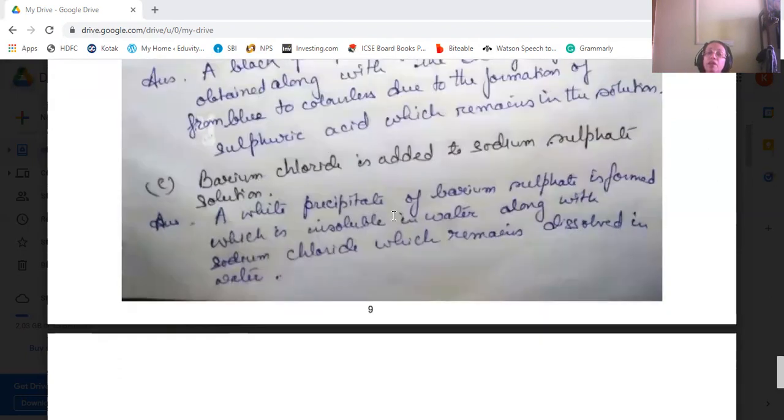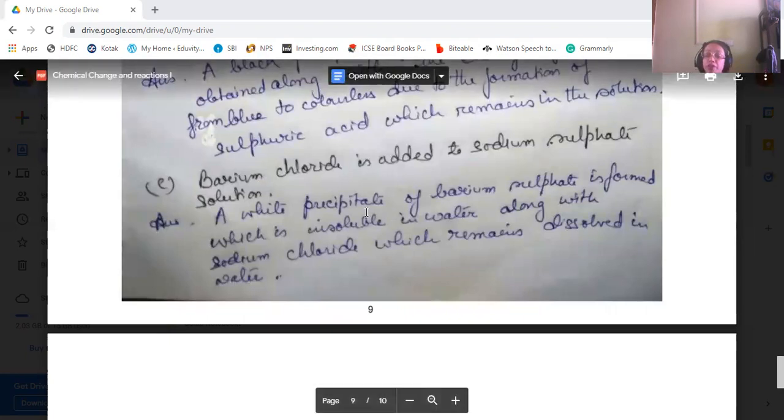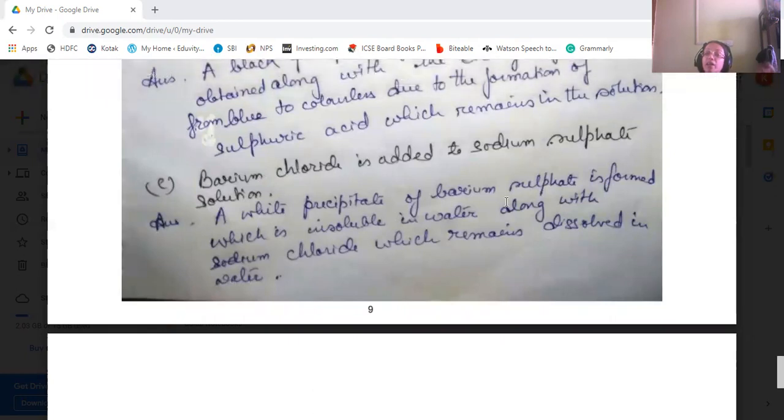Then barium chloride is added to sodium sulfate. Barium sulfate and sodium chloride are formed. A white precipitate of barium sulfate is formed. So these two are in solution form, and a white solid will be formed, that is barium sulfate, which is insoluble in water, and the sodium chloride remains dissolved in water, that's why it's not observed.